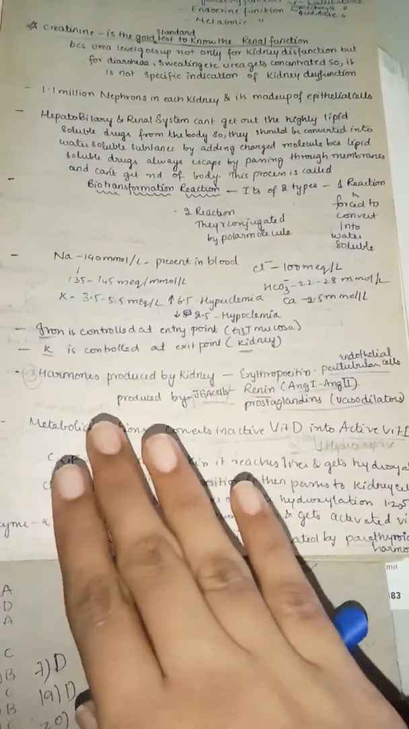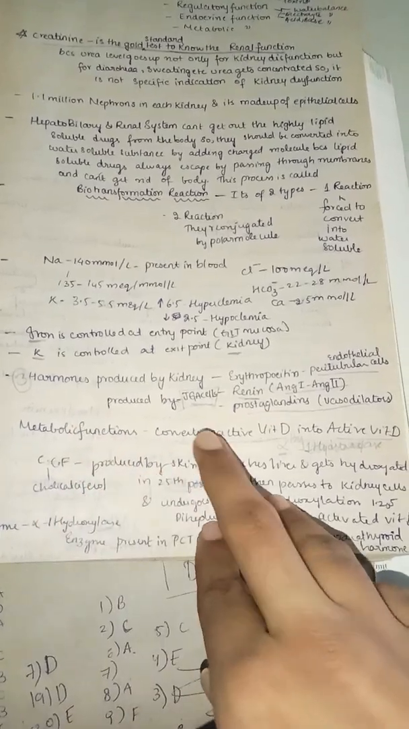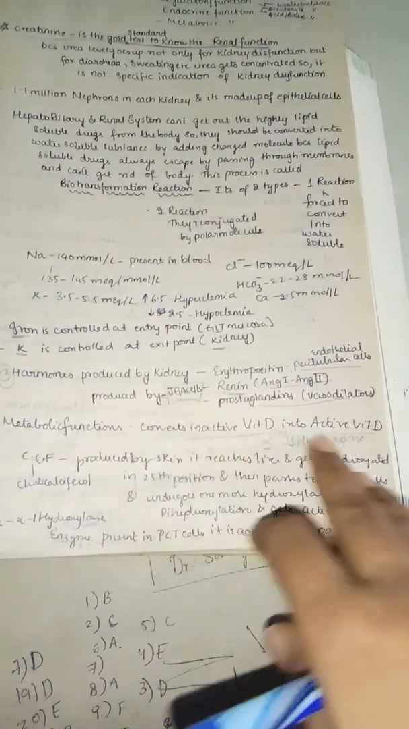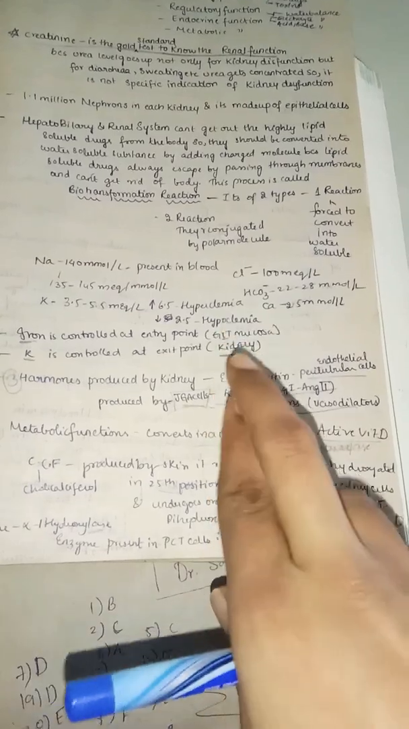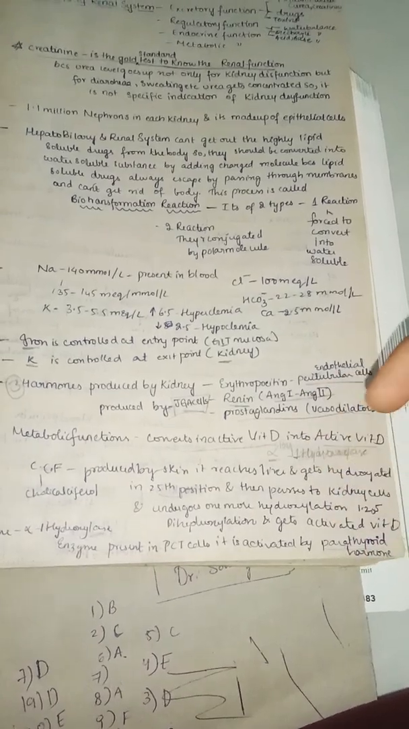Now let us see what metabolic functions are done by our kidney. The metabolic function is mainly to convert inactive vitamin D into active vitamin D. The vitamin D which you get from the sun is always in inactive form. It should be converted to the active form, and only then can it be absorbed into the body.